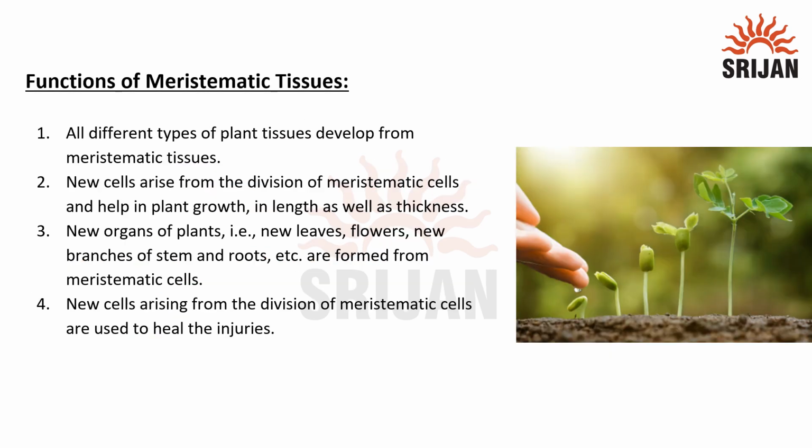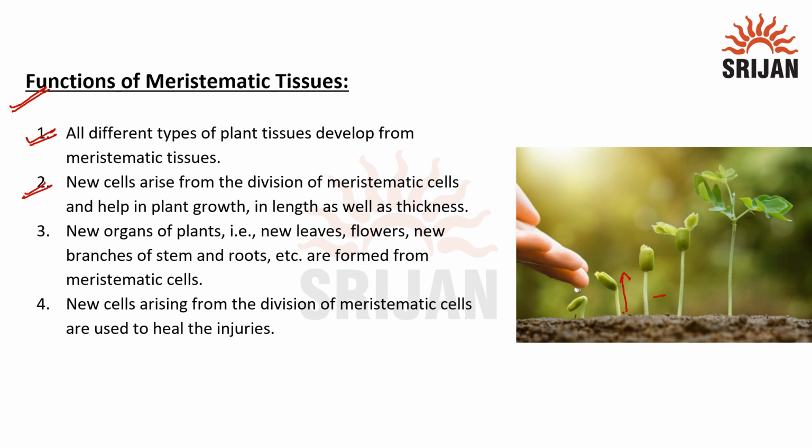Moving ahead, we have the functions of meristematic tissues. So we know that this actively dividing meristematic tissue would be responsible for the growth of the plant, and this would include an increase in height as well as the thickness of the plant, that is the width. All different types of plant tissues will also be formed from this meristematic tissue itself.